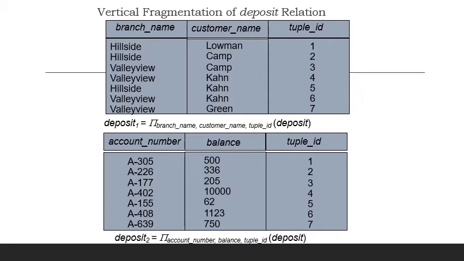To illustrate vertical fragmentation, consider a bank database with a relation deposit that stores for each deposit branch name, customer name, account number, and balance. We have a tuple ID, that is tuple_ID, that works as a candidate key. This relation may be fragmented into a relation deposit 1 containing branch name, customer name, and tuple ID, and another relation deposit 2 containing attributes account number, balance, and tuple ID. These may be stored at different sites, again possibly for security reasons.